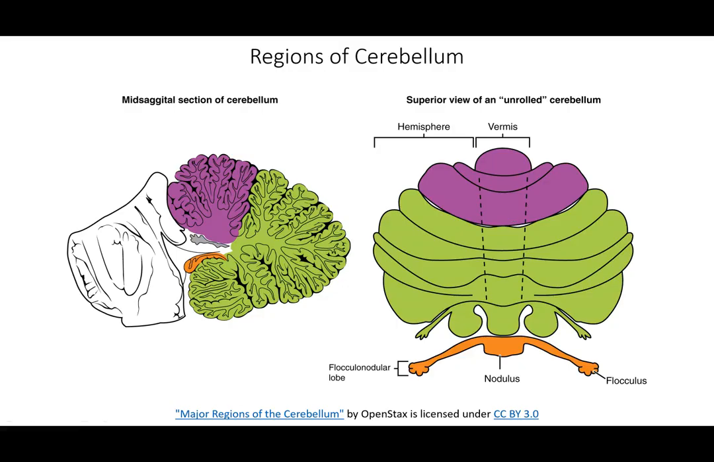So it'll connect those two hemispheres again, and each hemisphere, right and left, is going to have the anterior lobe and posterior lobe separated by a primary fissure. We're not seeing those shown on this particular image, but they will be there.